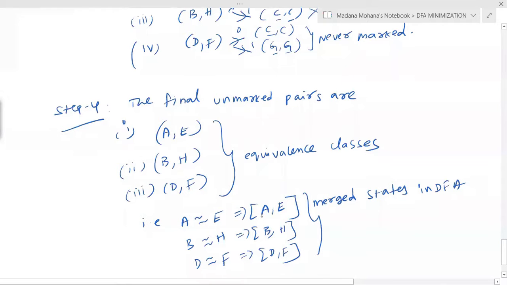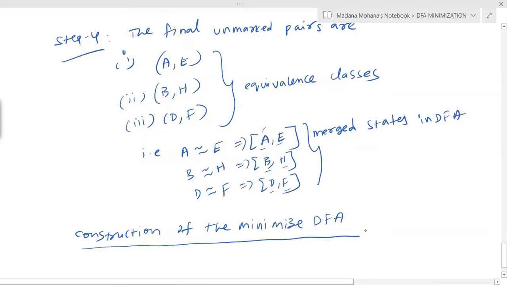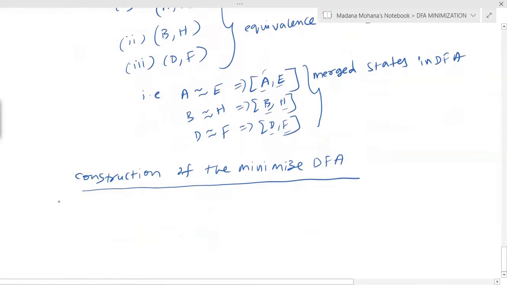Now wherever state AE occurred in the DFA, you can take the combination AE only. Wherever BH occurred, you take the combination BH only. Wherever DF occurred, you take the combination DF only. Now these are all merged, meaning these are all single states. So with these states, we now have to construct the minimized DFA. Along with these merged states, you can take the remaining missing states also.